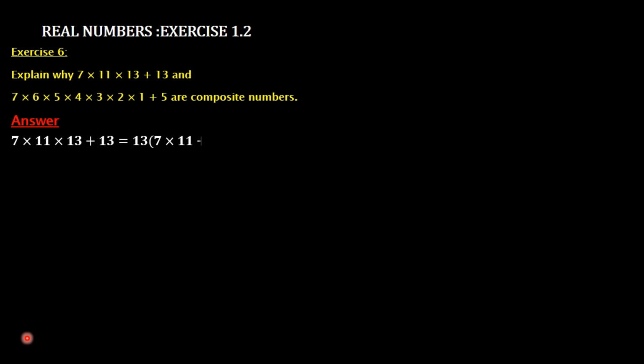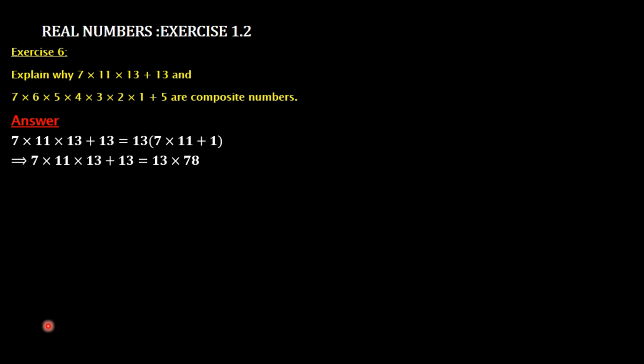For that, let us take the numbers. Here 13 is common in both the terms. We are taking 13 outside. Then what will remain? 7 into 11 plus 1. Then that is 13 into 78.